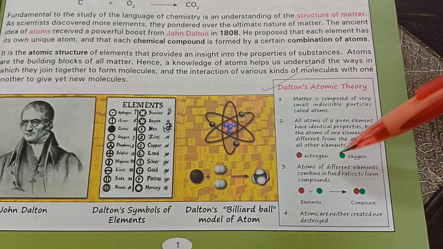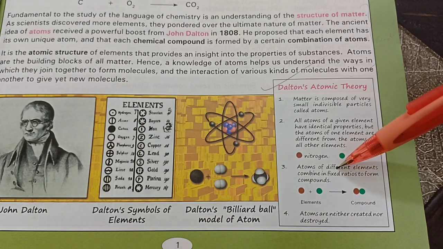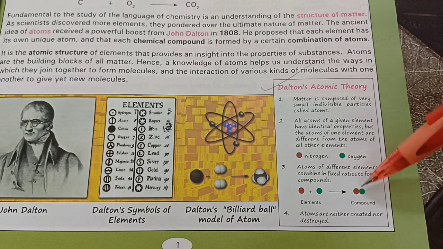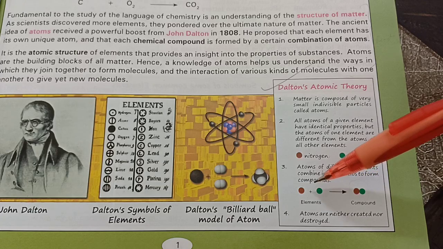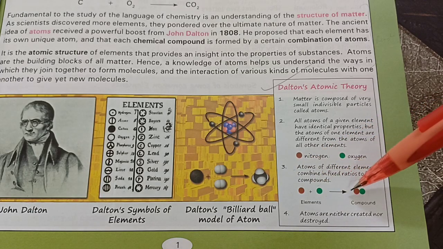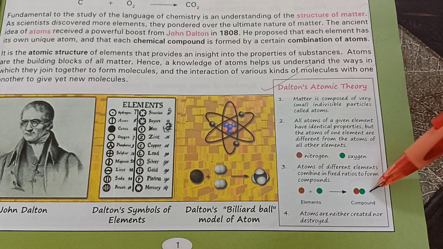Atoms of different elements combine in fixed ratios to form compounds. This is true, and the compound has unique properties. The original components have lost their properties. For example, hydrogen is combustible and oxygen supports combustion, but when they react in a fixed ratio to form water, the water has completely new properties. It is neither combustible nor does it support combustion. In fact, it extinguishes fire.